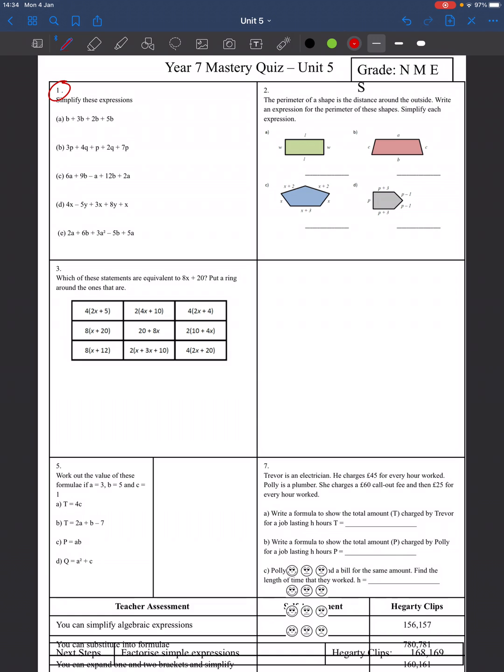So this first one, well, they're all just terms with b in, and so you can just add 1 plus 3 plus 2 makes 6 plus 5, so that just becomes 11b, so that's fine.